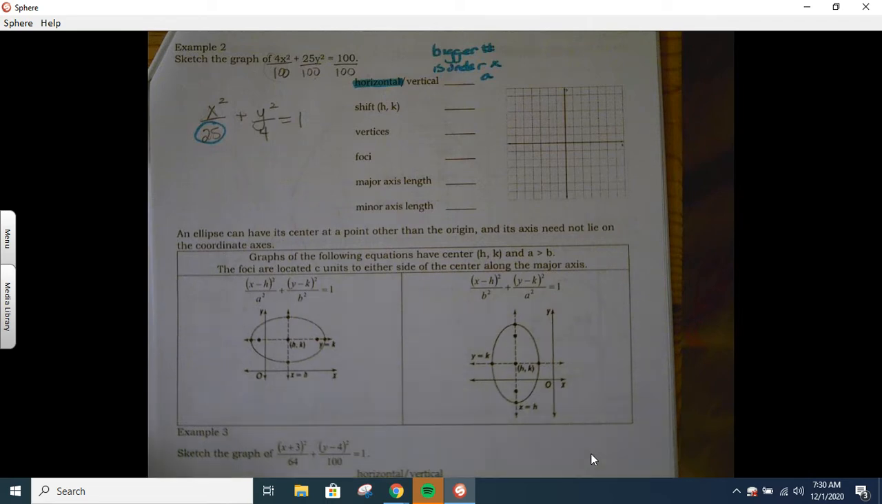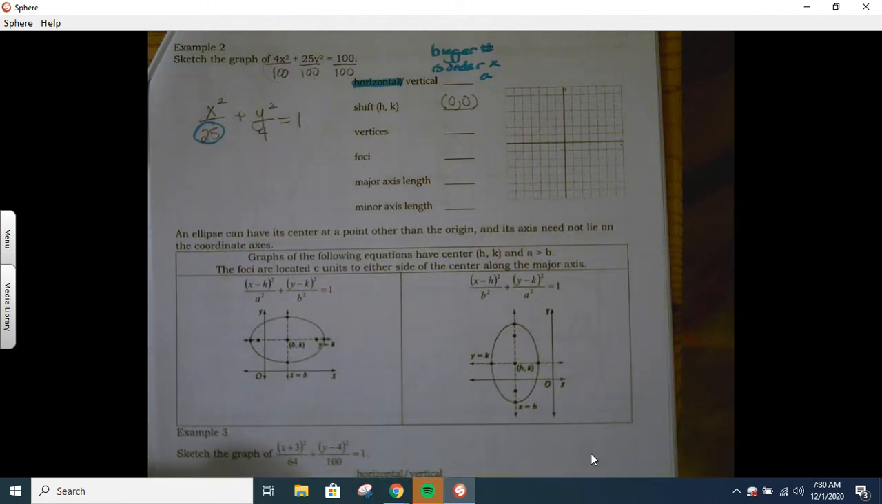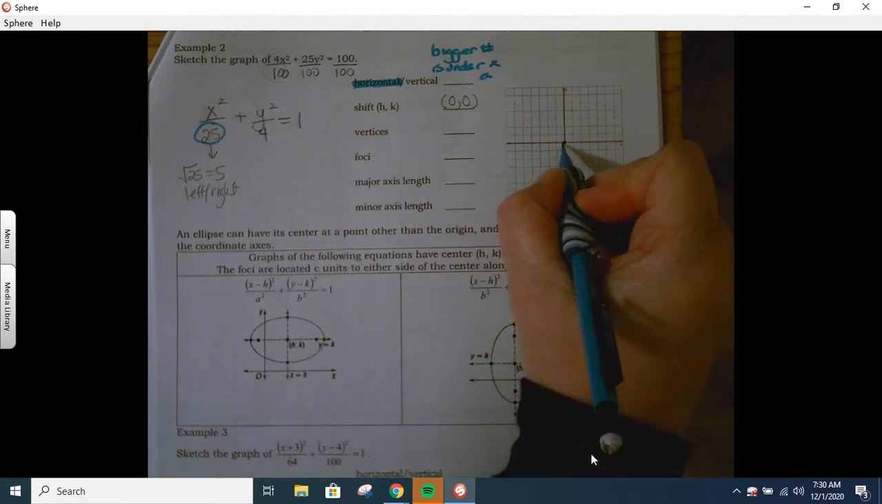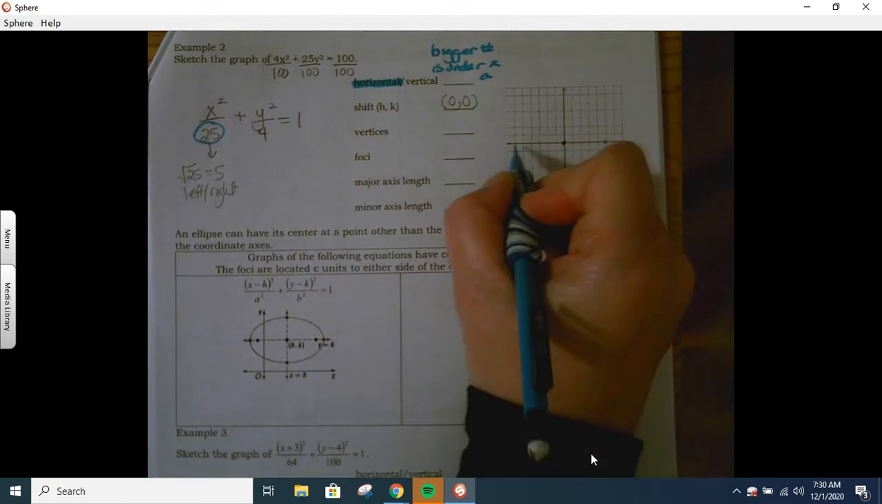And then shift. Is there a shift? What's the center? Well, in this case, the h, k is just 0, 0. Now, this other stuff I really don't figure out until I've graphed it. So I'm going to graph this first. So my center is at 0, 0. And then this tells me that I'm going to go, because it's under the x, 5 to the left and the right from the center. So from the center, I'm going to go 5 left and 5 right. This 4 tells me that I'm going to go 2 up and down from the center.